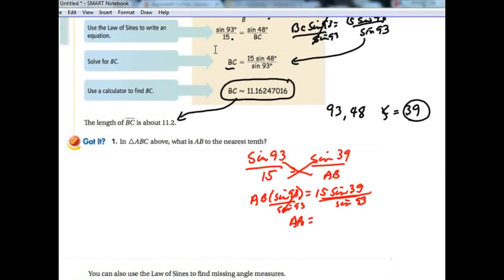And when I do, I end up with something like 9.52. And if we're going to round that to the nearest tenth, then AB would just be roughly 9.5.